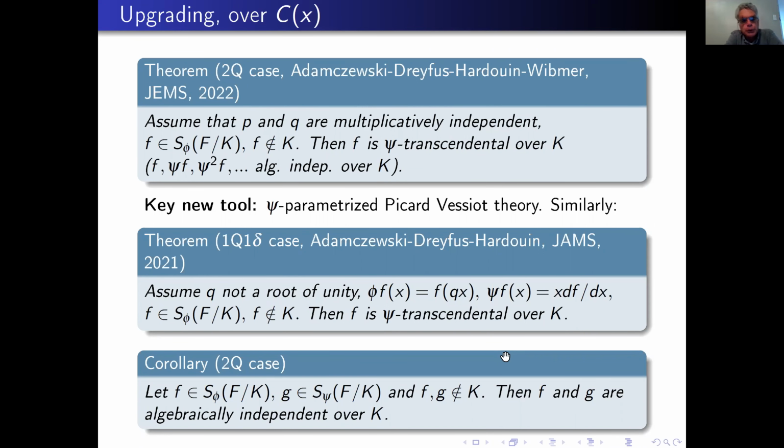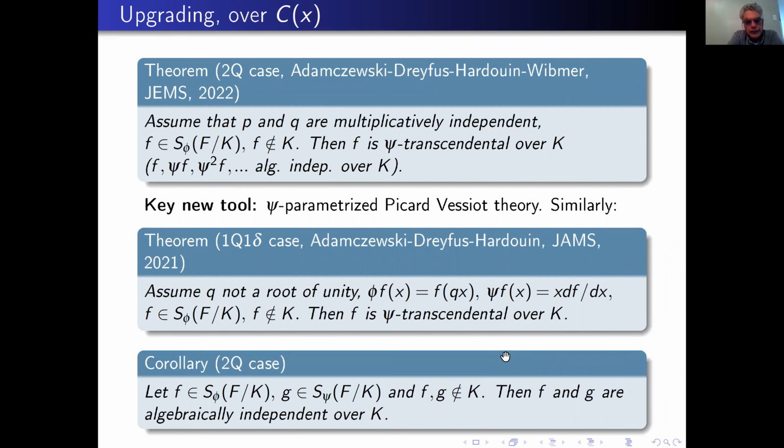And the key new tool that allowed them to upgrade the Schäfke-Singer type theorem to this one is the use of difference Galois theory, the analog of Kolchin's differential Galois theory, in particular what's called the psi-parameterized Picard-Vessiot theory. And they proved a completely analogous theorem in the case of one Q-difference operator and one derivation, and a few other cases.